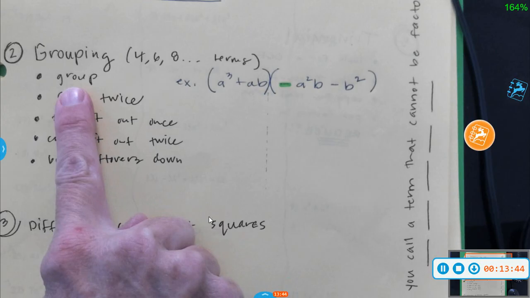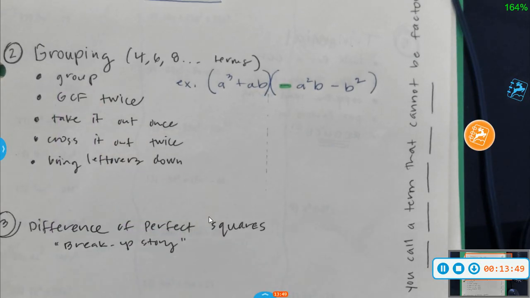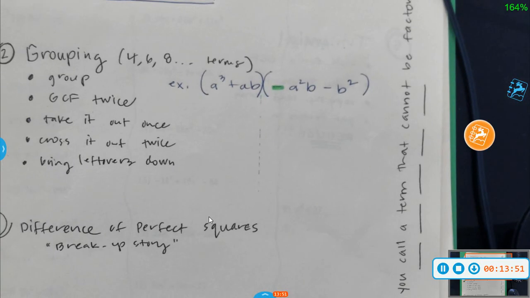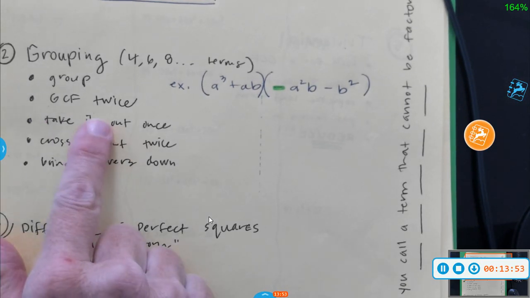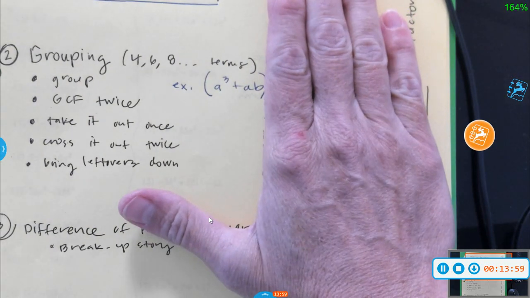So number 1, you just group. You're not going to have the parentheses on your paper. You're going to have to add them yourself. Oops, sorry. Number 2, you're going to GCF it twice. Well, we just learned how to GCF, so we're going to do GCF twice. Let's just do this one first.